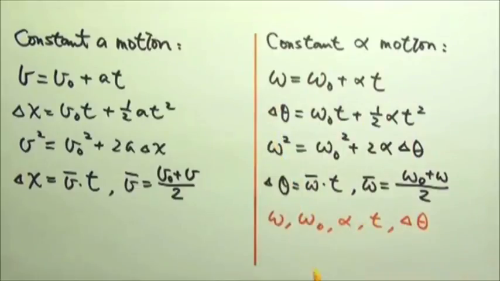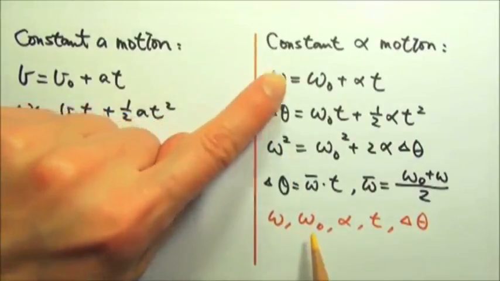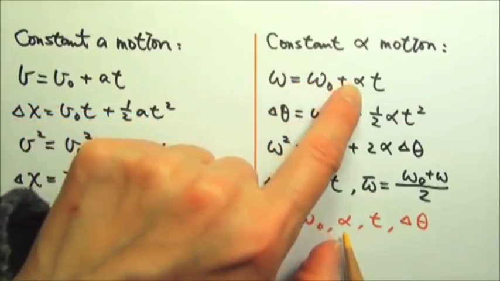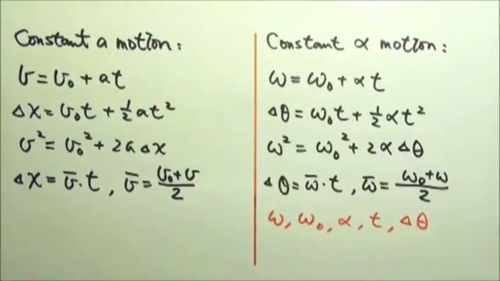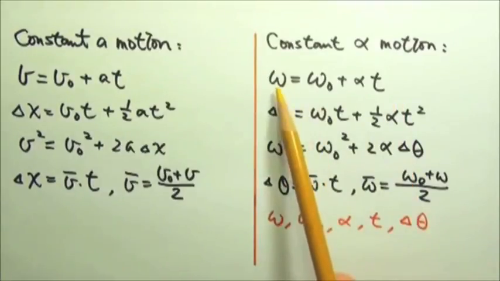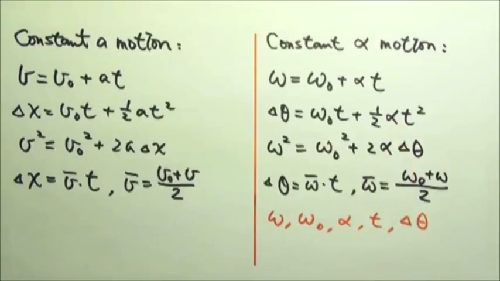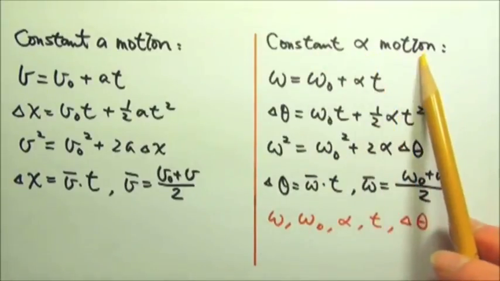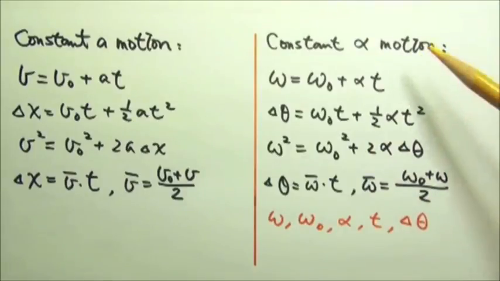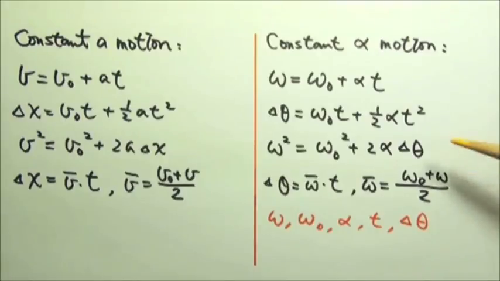The formulas for constant alpha motion are similar to the formulas for constant acceleration motion. So here we have omega equals initial omega plus alpha times t. Theta equals initial omega times t plus 1/2 alpha times t squared. And the final omega squared equals initial omega squared plus 2 times alpha times theta.